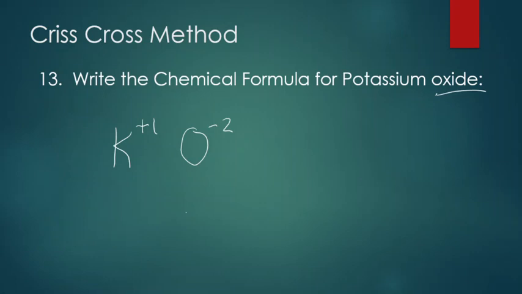Crisscross. What do I mean by crisscross? First of all, the charges already did their job. Don't need the charges. Second of all, crisscross. That's what I mean by crisscross. So the charge of potassium becomes the number on oxygen, and the charge on oxygen becomes potassium's number.